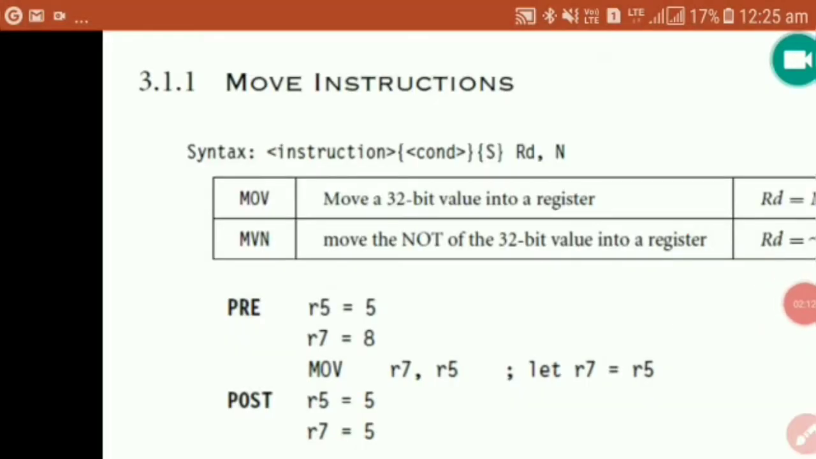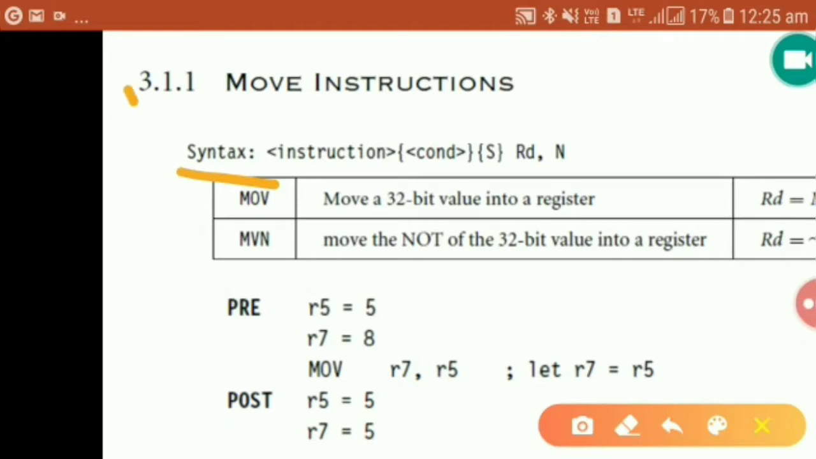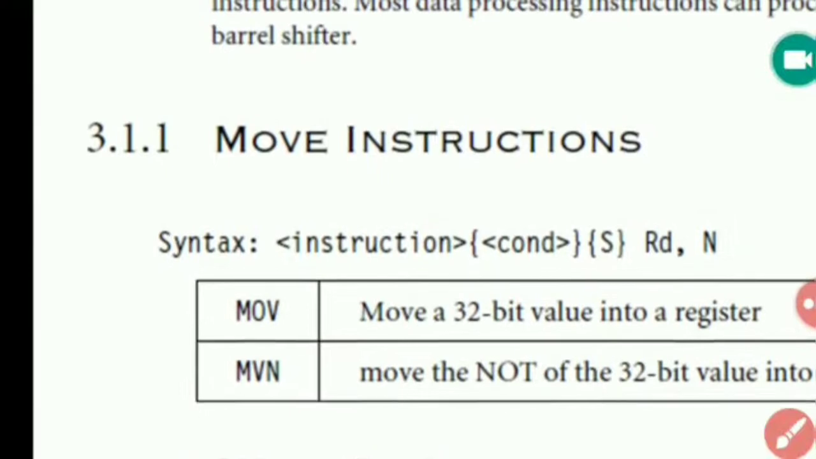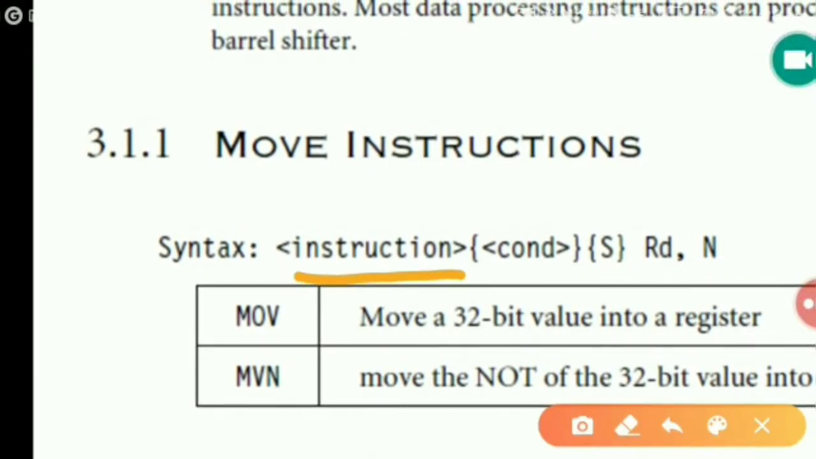Now consider the syntax of move instruction. In the first column we have to write the instruction. This instruction can be move instruction or move negate instruction according to the requirement of the program. In the second column we write the condition. The condition is enclosed inside the parenthesis, which means writing the condition for move instruction is optional. In the third column we write the suffix S, in the fourth column the destination register, and in the fifth column the source operand. As I told earlier, this source operand can be an immediate operand or a value which is stored in the 32-bit register.